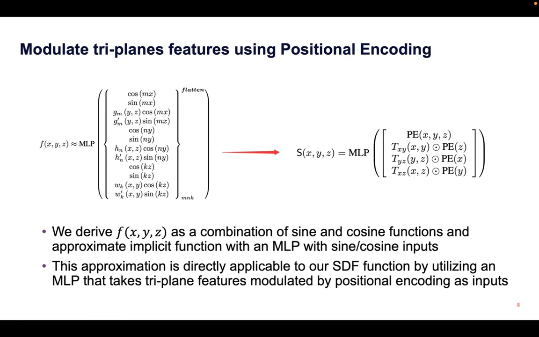This approximation is directly applicable to our SDF function by utilizing an MLP that takes triplet features modulated by positional encoding as inputs, which can reduce the impact of noise interference.